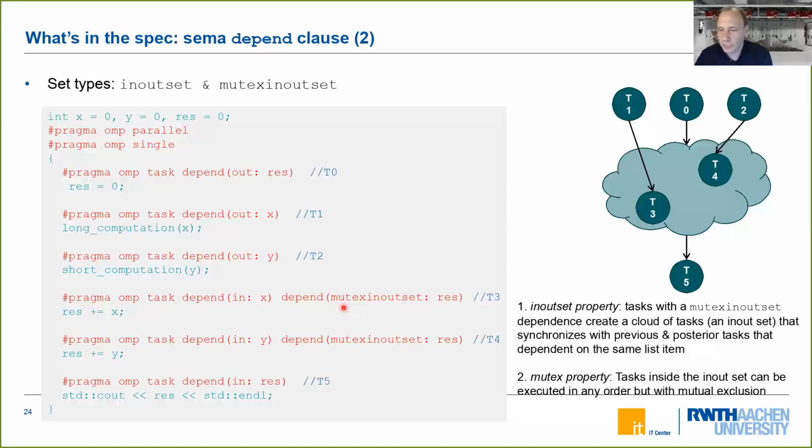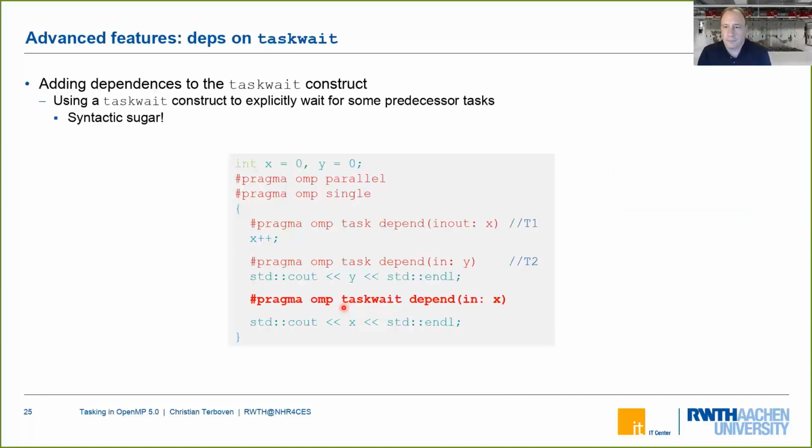And with this support for dependencies, we have heard from many application programmers that all the features they are requesting are being implemented. But yeah, not all. So there's more on the next slide. What we have added in addition is that you can also specify dependencies on a taskwait. So that means it only waits for individual tasks. You can consider that syntactic sugar.